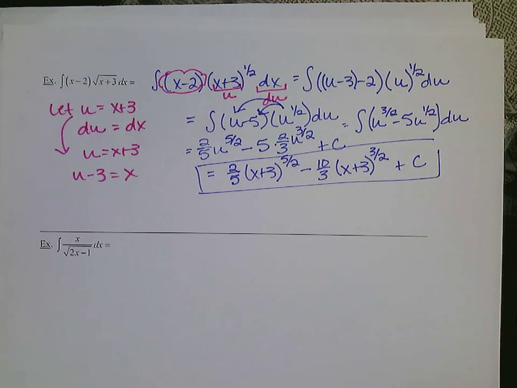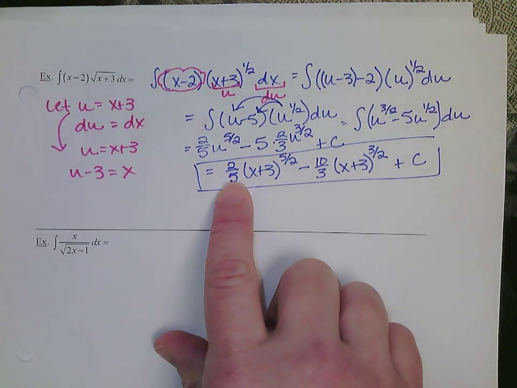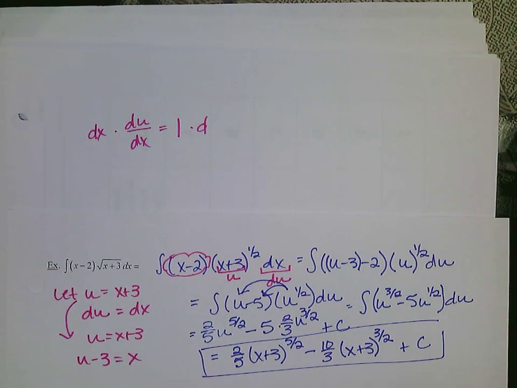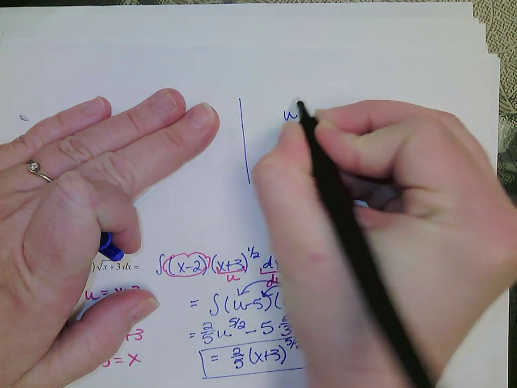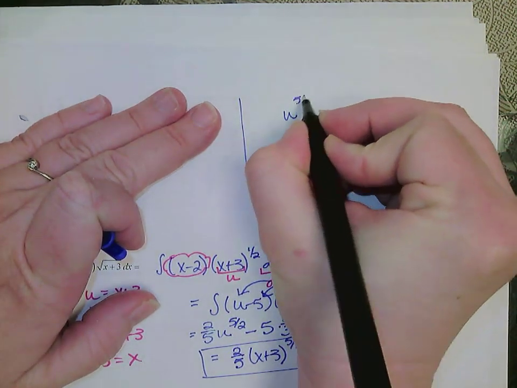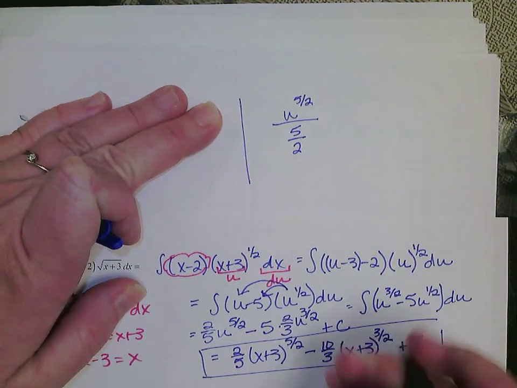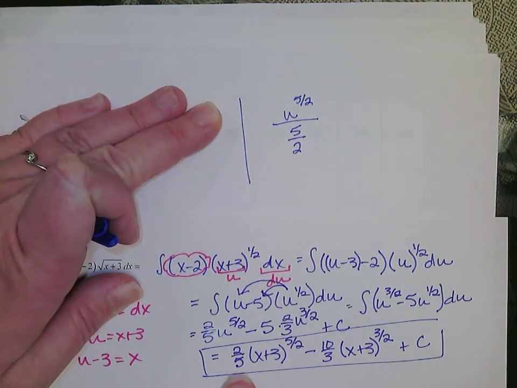Do you guys have any questions about this example? Yes. How did I get the 2/5? So I have this intermediate step here. Remember that when I integrate u to the 5/2, I divide by that same exponent. And dividing is the same thing as multiplying by the reciprocal. So I just skipped that intermediate step.